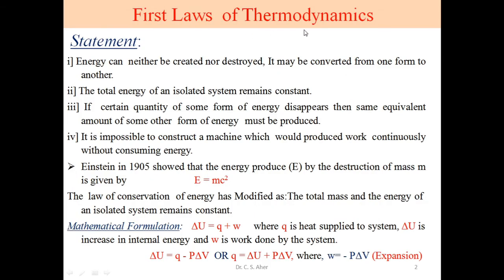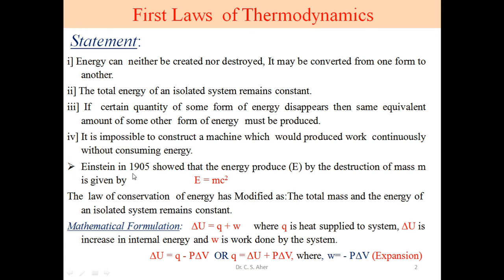First law of thermodynamics. What is the statement of the first law of thermodynamics? There are various statements. Energy can neither be created nor destroyed. It can be converted from one form to another. Second, the total energy of an isolated system remains constant. Third, if a certain quantity of some form of energy disappears, then the same equivalent amount of some other form of energy must be produced. Fourth, it is impossible to construct a machine which produces work continuously without consumption of energy. So these are the four statements of the first law of thermodynamics.